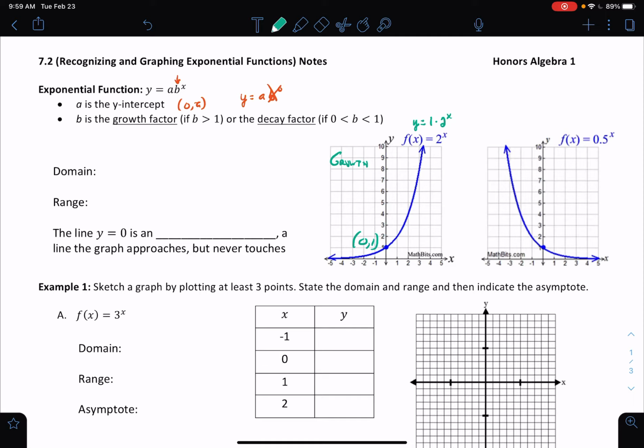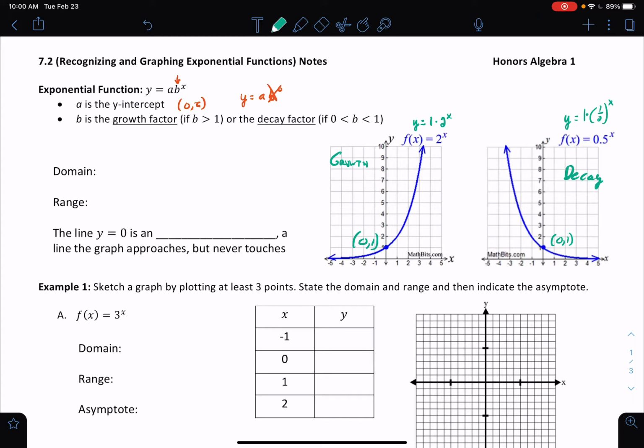What about the next one? This is f of x equals 0.5 to the x. So y equals, we could also write this as 1/2 raised to the x power. Now this is decay because it's starting really high, but as x increases, it's getting closer and closer and closer to 0. The y-intercept is still 0, 1, because this is 1 times 1/2 raised to the x power. So there we see both the a value being the y-intercept and the b value being either the growth factor or the decay factor.